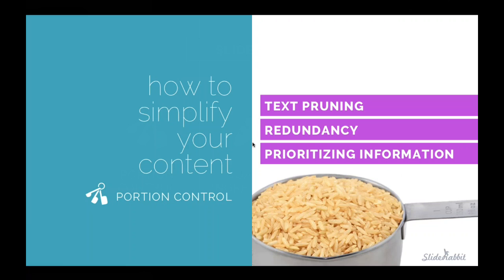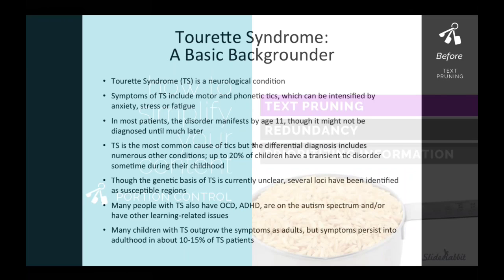Okay, first step is portion control. This is absolutely, both in dieting and slide dieting, the thing that people have the most trouble with. It's the simplest way, I should say, to improve your content. The less content you have, the more people can actually absorb it, but it's definitely the one that meets the most resistance, at least in my experience. First up, text pruning. I'm sure you've heard it 100 times. The more text on your slide, the less effective your slide is. Let's take a quick look.